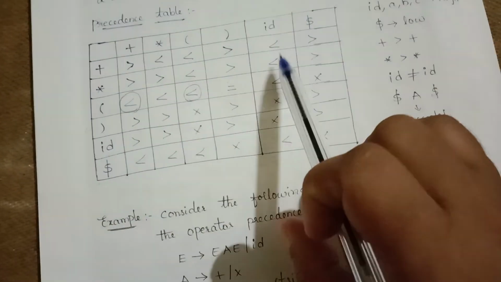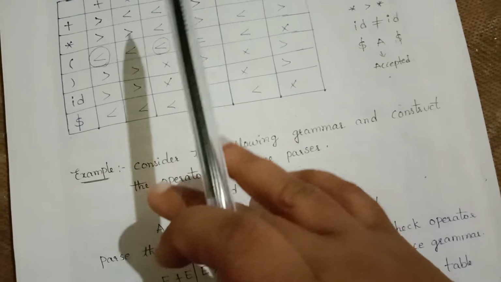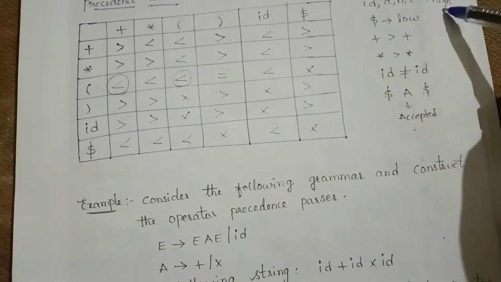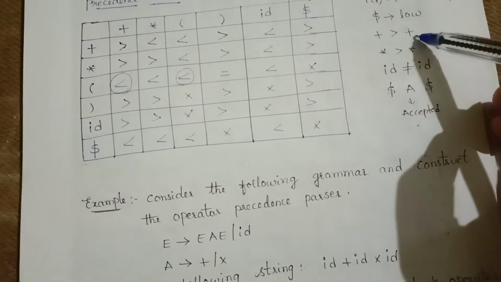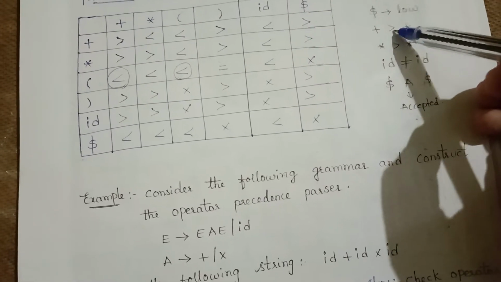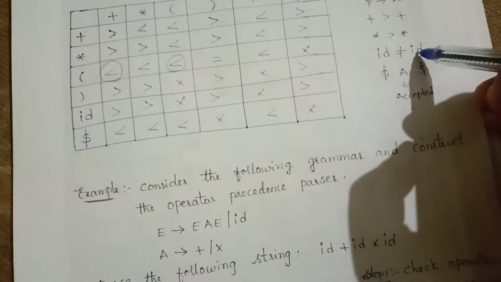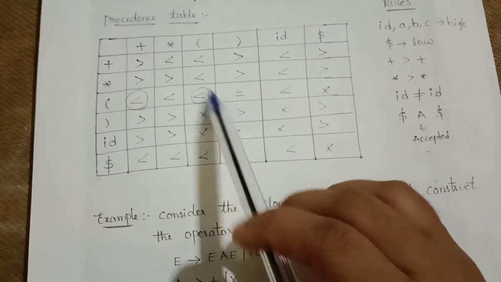So this is the precedence table, and in this we have written the greater than, less than, or equal to symbols. So the rules are: ID, A, B and C have high precedence, and dollar has low precedence. Plus on plus is greater than, and star on star is also greater than. ID and ID is not equal to, and dollar on dollar is accepted. So this is the precedence table.